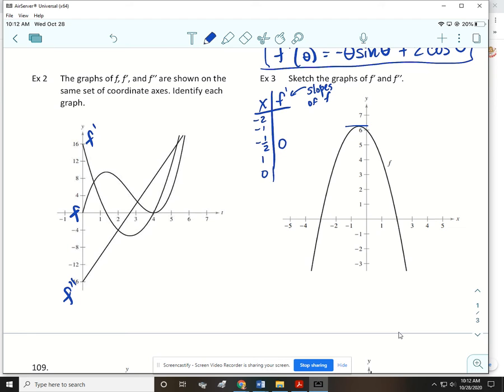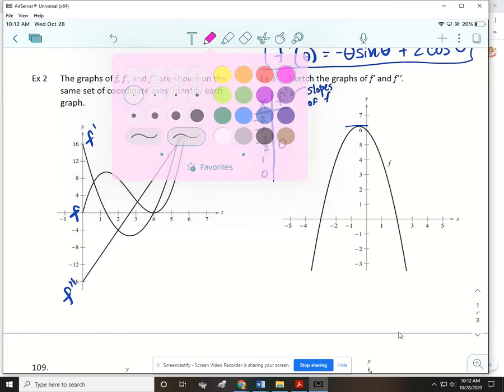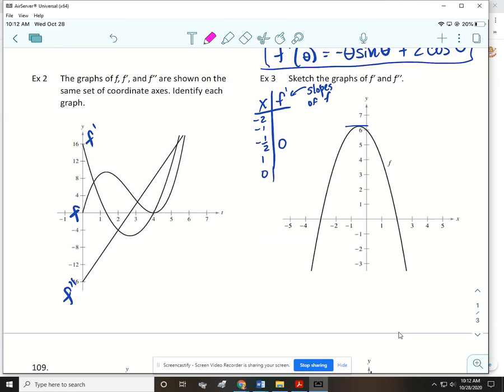Okay, and then at 1, so 1 would be about right here. I'm just going to draw a little line to represent a slope. I would say, just estimating, that slope is about -1. All right, so then at 1, that's going to be the same slope. Oh, wait, no, hold on. I got my numbers backwards.